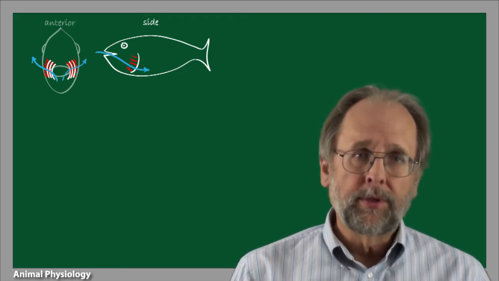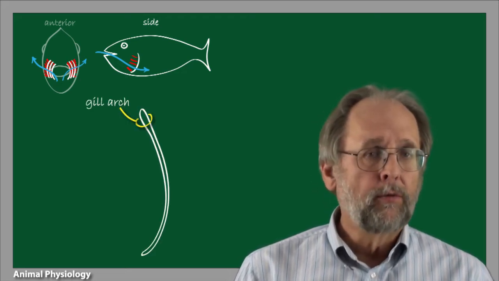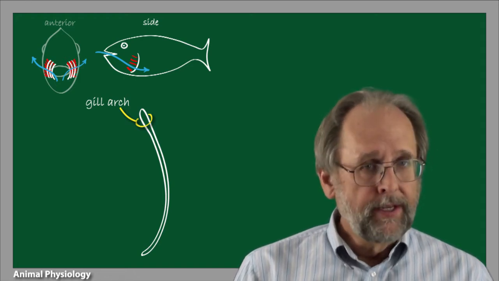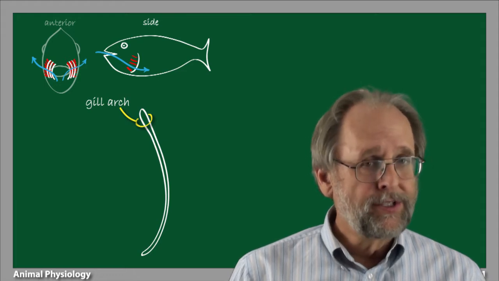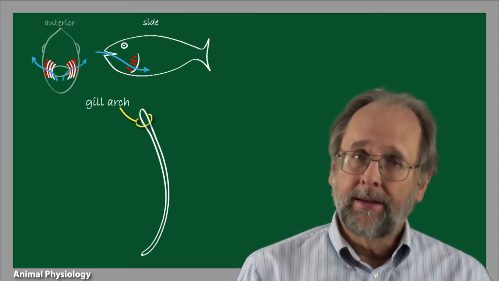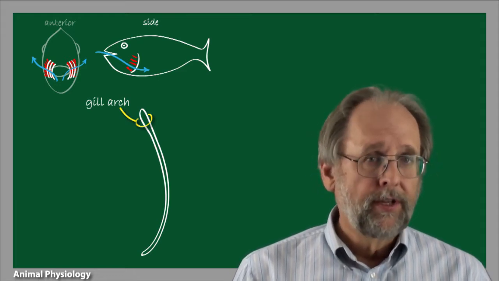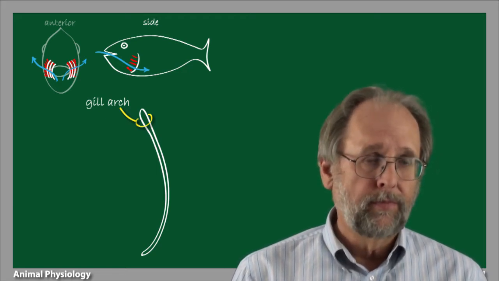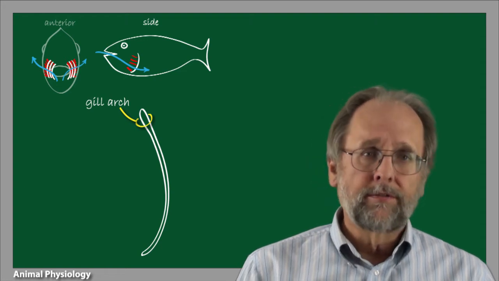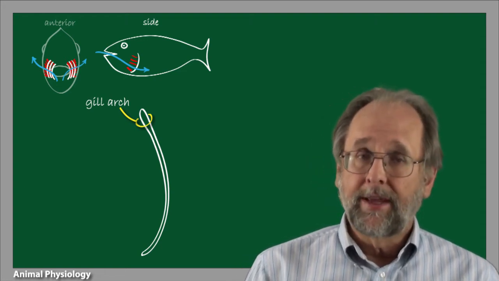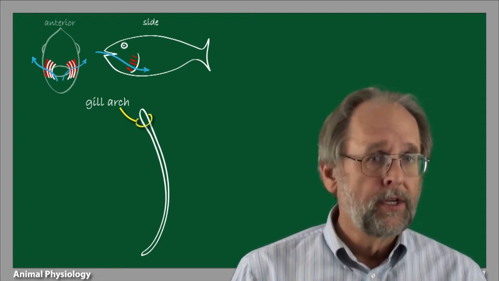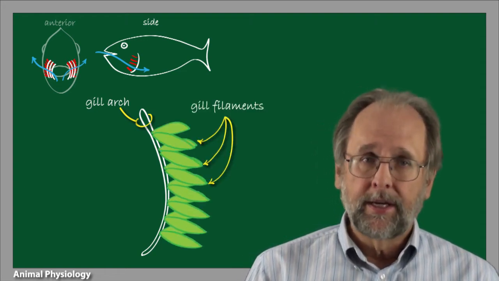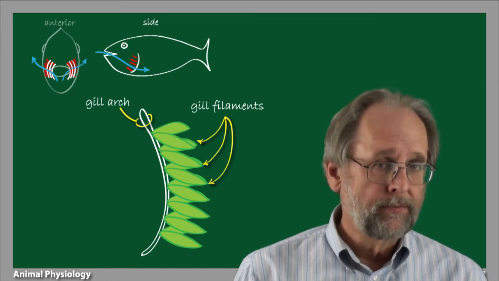Each gill is built upon a cartilaginous bar that runs dorsoventrally, called the gill arch. These are arrayed in pairs on either side of the pharyngeal cavity, and in a typical teleost fish, there are 5 or 6 of these pairs of gill arches. The gill arches serve largely as a structural support for the actual gas exchange surfaces, which are located on a series of paired leaf-like evaginations called gill filaments.